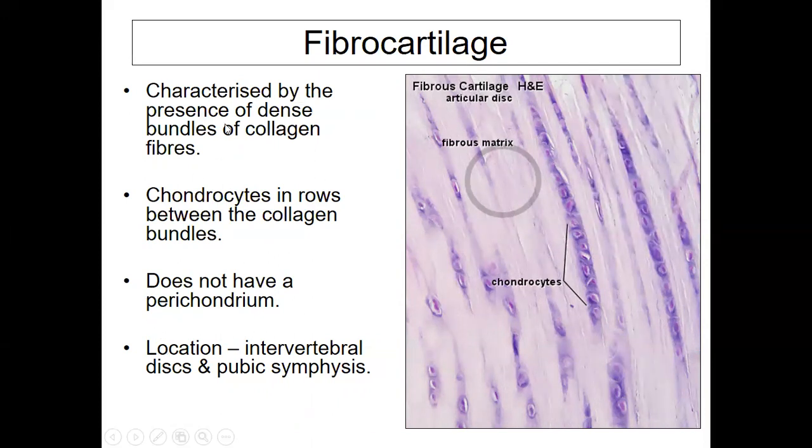The other thing that you have to remember regarding the fibrocartilage is that it does not have a perichondrium. So where can you find this fibrocartilage? You can find the fibrocartilage at the intervertebral disc and also the pubic symphysis. That is the area where you can find the fibrocartilage.